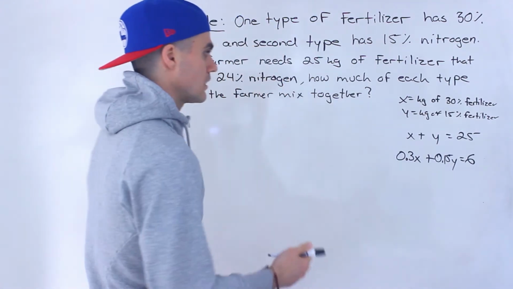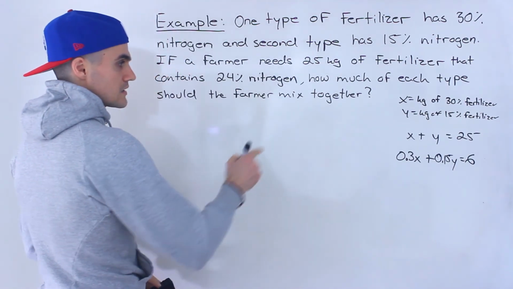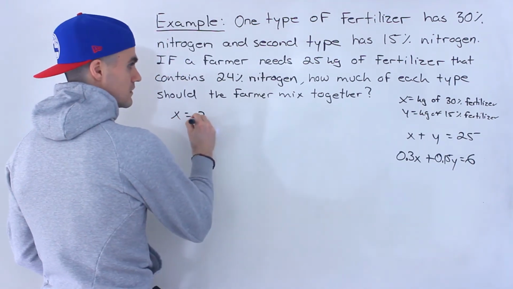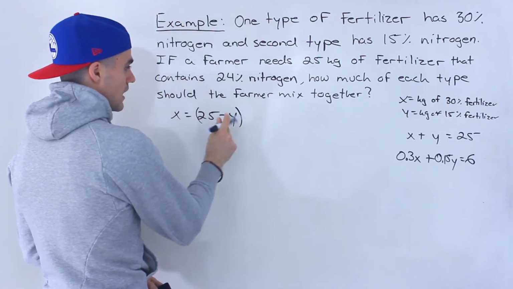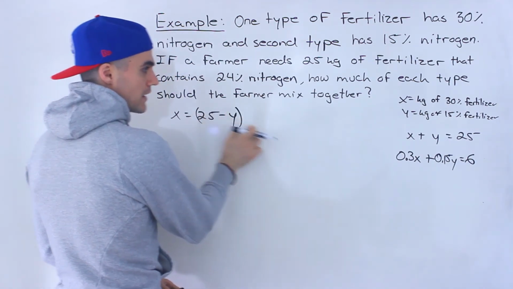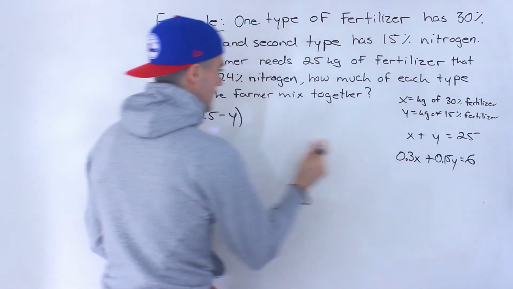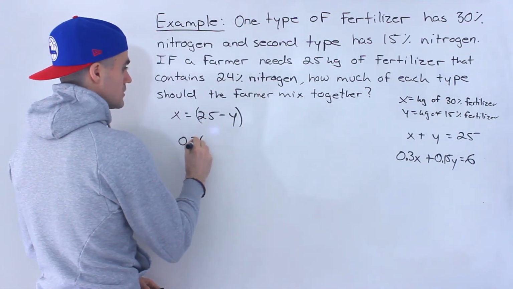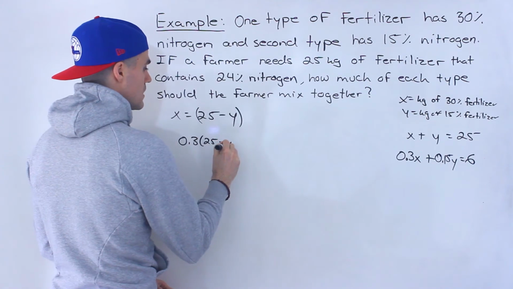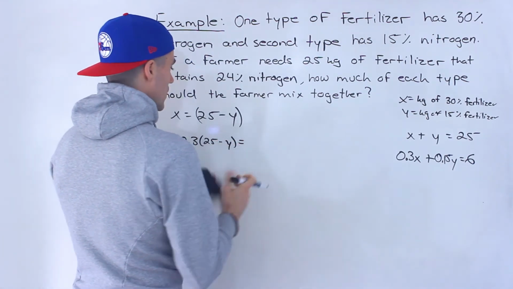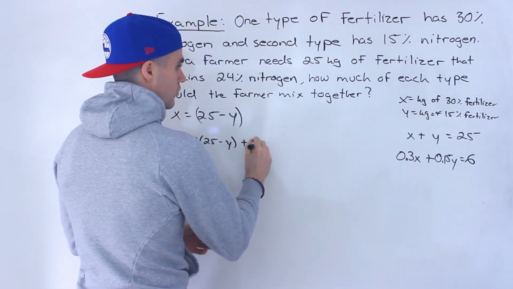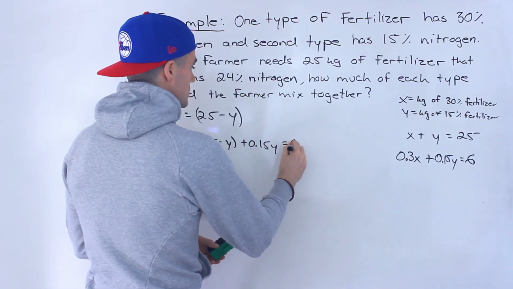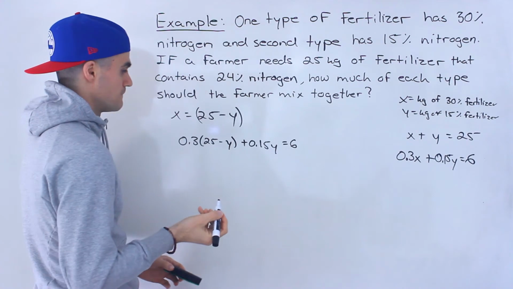I'm going to do that over here, and I'm going to use substitution. So let's isolate for the X. You could also isolate for the Y, it doesn't really matter. I'm going to isolate for the X, and then I'm going to take this expression, 25 minus Y, and plug it in for this X value. So we'll have 0.3 times (25 minus Y) plus 0.15y equals 6, like that.